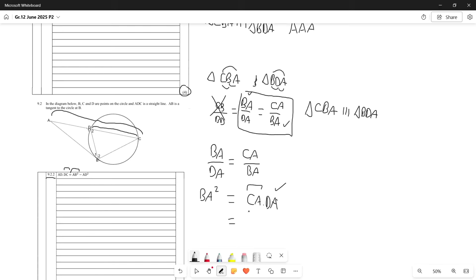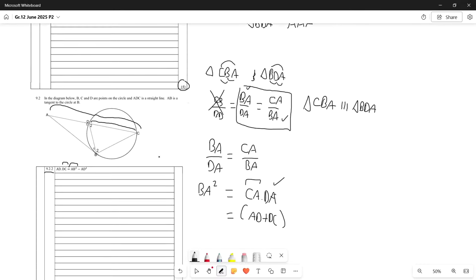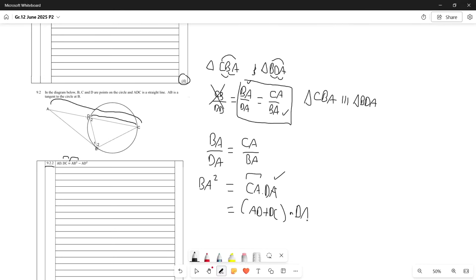That means we can just expand it. We can remove our CA and substitute the AD and the DC. So AD plus DC equals CA. So AD plus DC equals AC or CA. So we have just removed the CA and replaced it with these two portions over here. Okay, and we are still multiplying by DA over there.